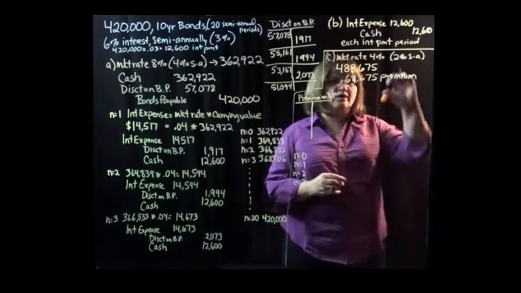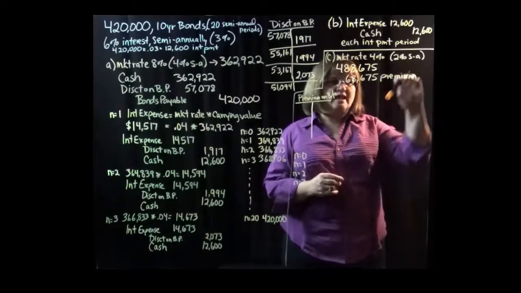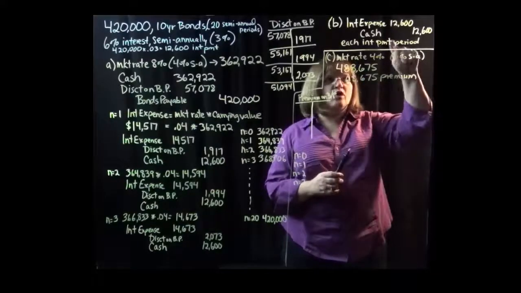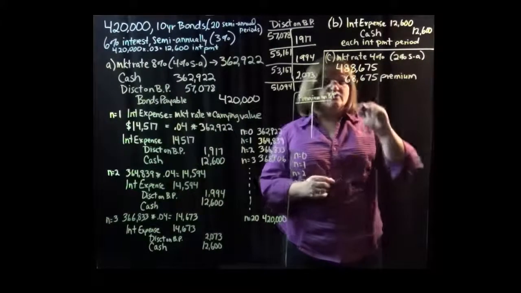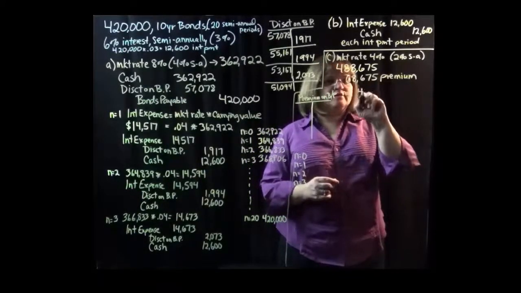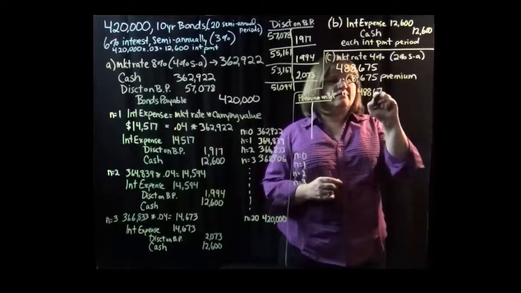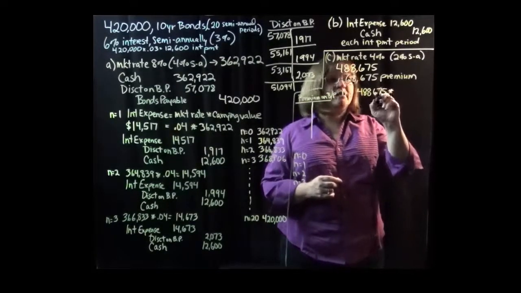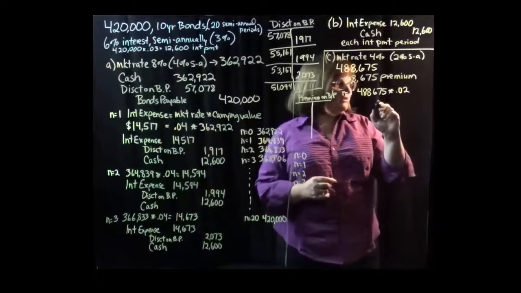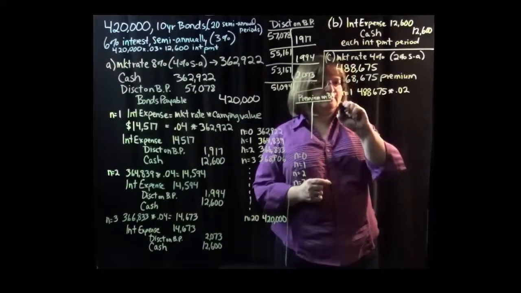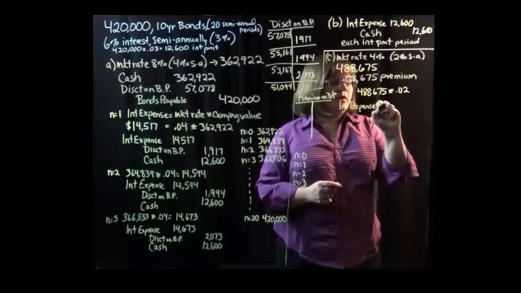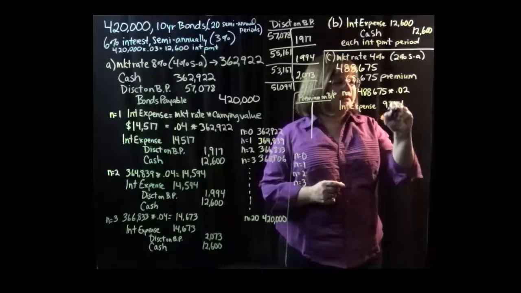And that's what we're going to be doing with each interest payment that's made. We'll be taking a little piece of this premium and using it to reduce the interest expense below what the interest payment is. So for the first period, we're going to take the carrying value of this bond, $488,675, and we're going to multiply it by the market interest rate of 0.02. That's going to give us the interest expense of $9,774.